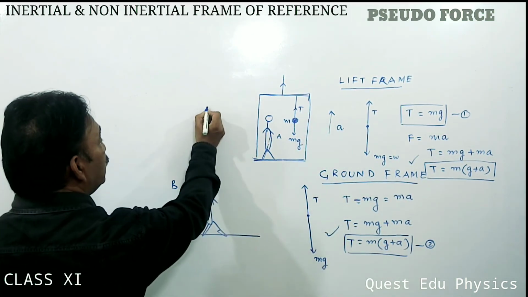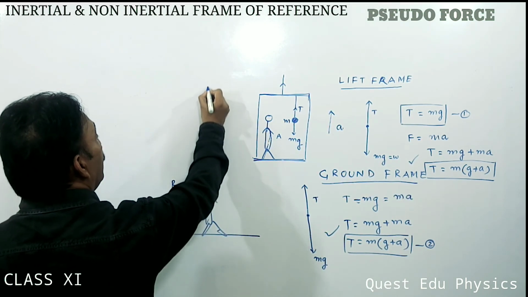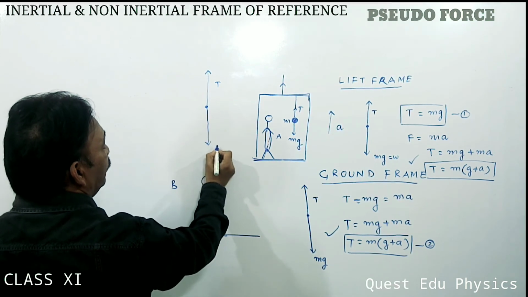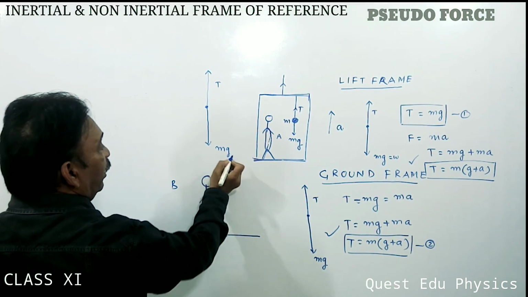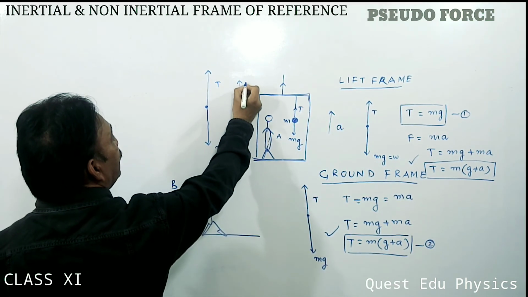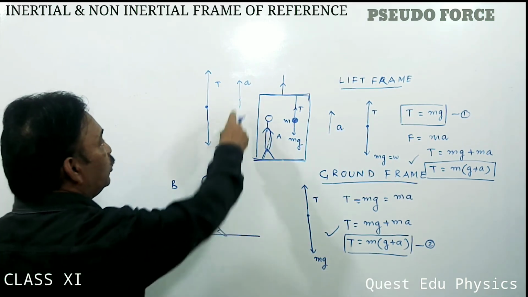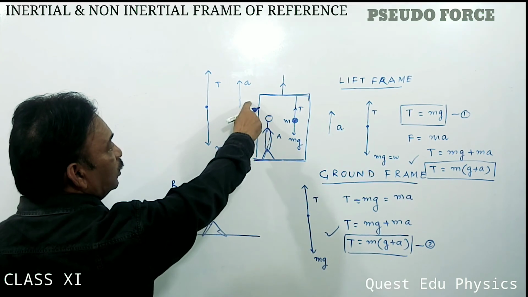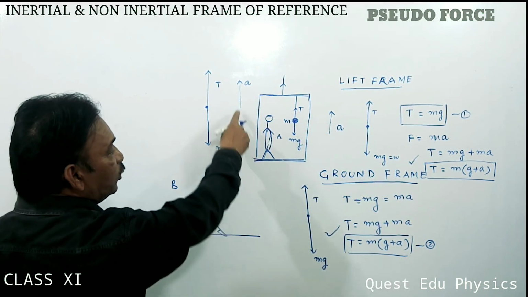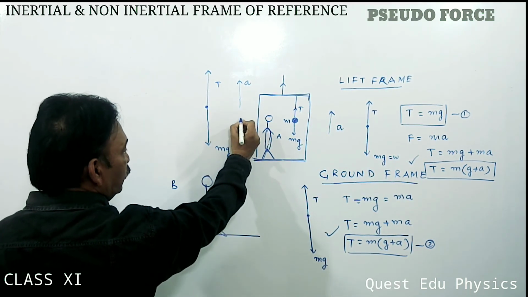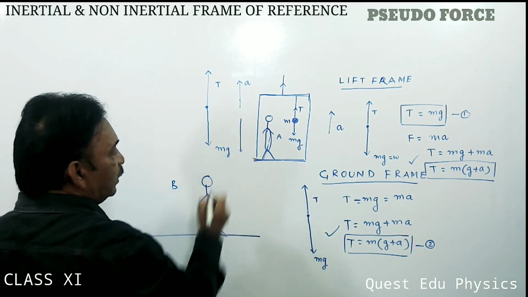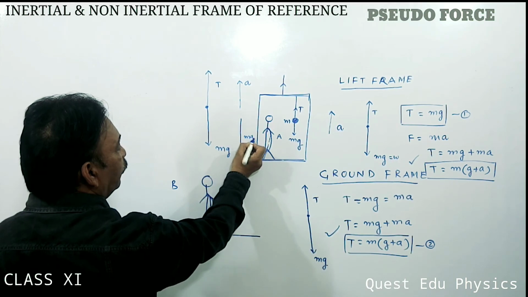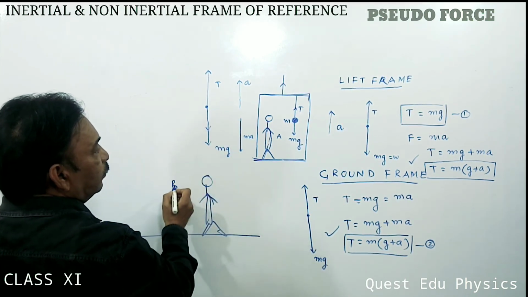But what's the free body diagram? Okay, students, it is the T and it is mg. And the body is accelerating in this direction. The force has to be acting this way. But I said you have to add the force which is against the direction of the motion. That means the pseudo force must act in this direction and which has a magnitude of ma. Now I think it is clear.